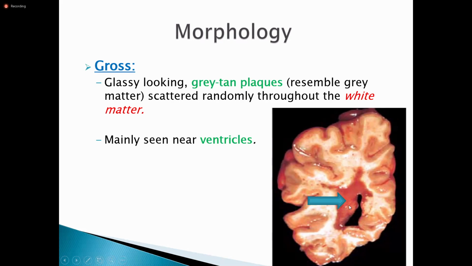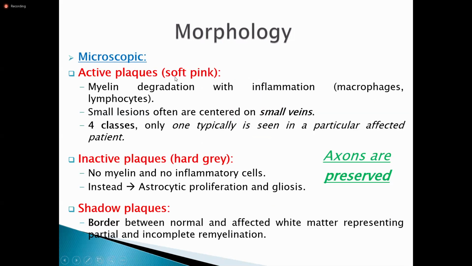We classify them into active plaque, inactive plaque and shadow plaque. The active plaque starts with inflammation, mainly macrophages and lymphocytes. They target myelin in the white matter, especially around the small veins; anywhere there is a small vein, you will find active lesions. There are 4 classes, only one typically seen in a particular affected patient, but you are not required to know the classes.